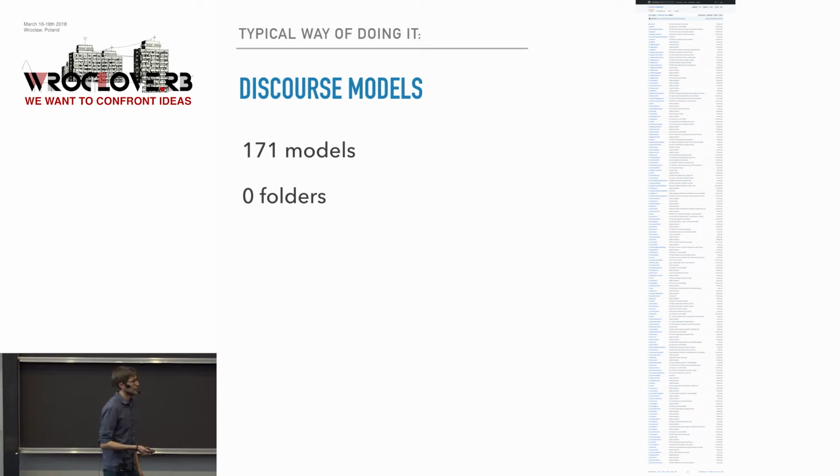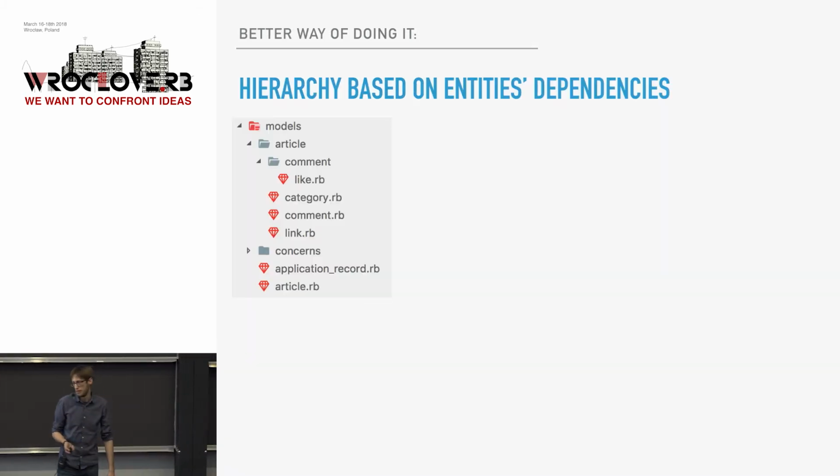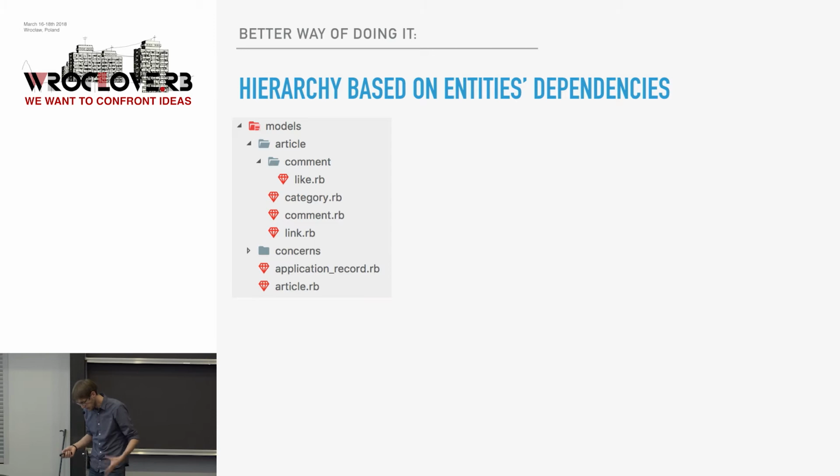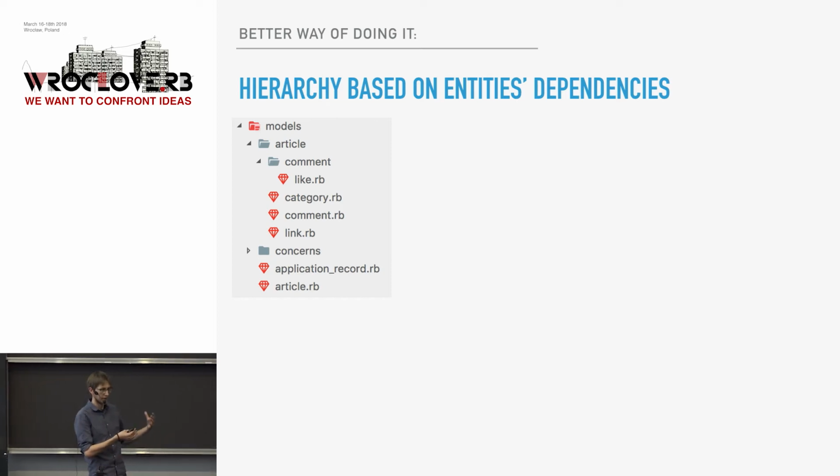So instead of this, the suggestion is to use a hierarchy based on entity dependencies. It's somewhat related to the idea of an aggregate root, but if you don't know what it is, it's not important. Let's take a look. For example, if we have an article and there is a comment and a link which belong to this article, then you simply create a folder and put your models there, because without the article, they don't make sense. So you just group them into folders.